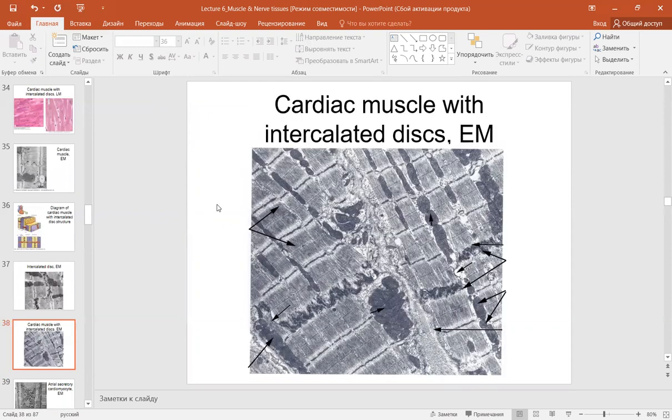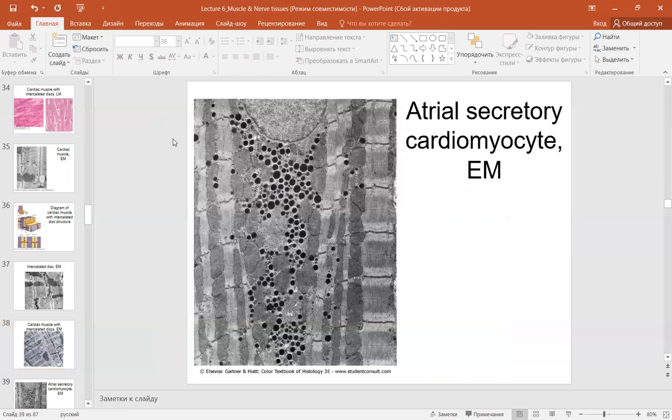Cardiac muscle with intercalated disc on the electron microscopic level, smaller magnification: intercalated disc, mitochondria located in between each particular myofibril. Myofibril consists of the sarcomeres subdivided by the Z line, and sarcoplasmic reticulum with the conglomerate of the mitochondria supplying contraction with ATP energetic material.